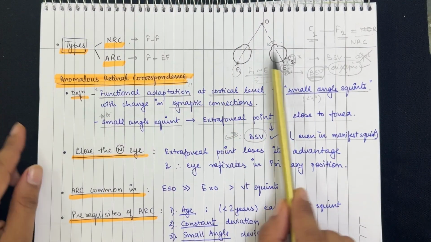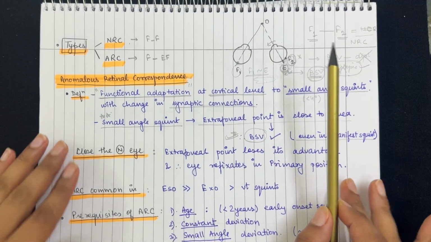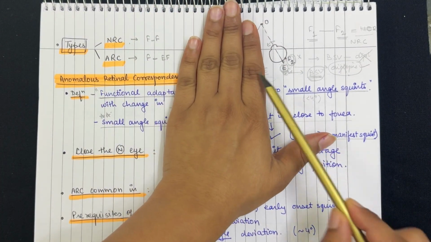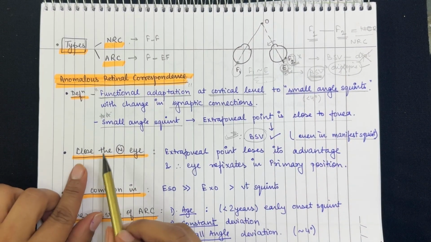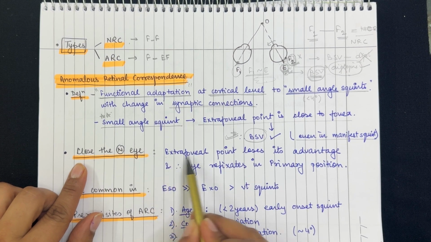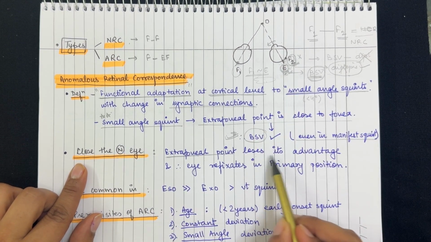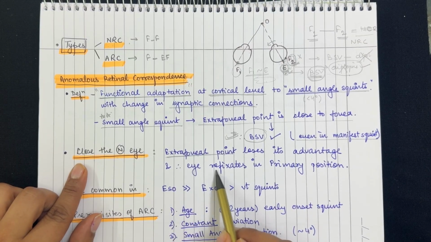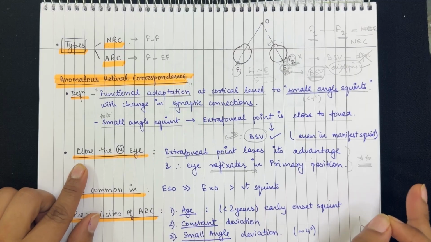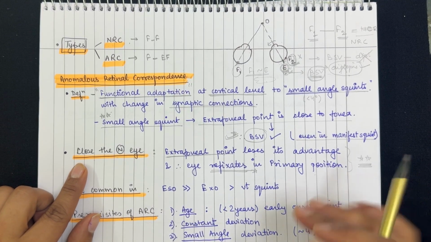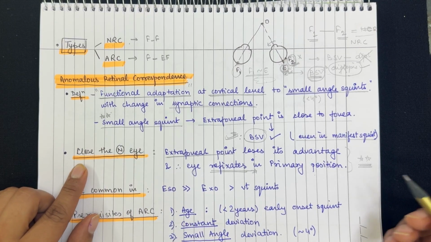So when he was seeing with both eyes, F1 was being managed with E, but as soon as I closed F1, F2 came back into power. Do you understand now? When you close the normal eye, the extrafoveal point that was given power loses its advantage and the eye refixates in primary position. Remember this point very closely because it is very important, and later we will differentiate it from eccentric fixation also.